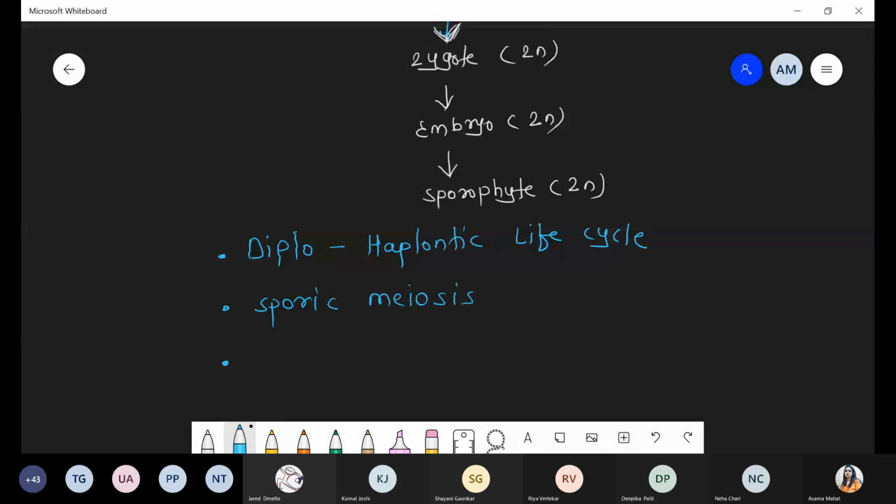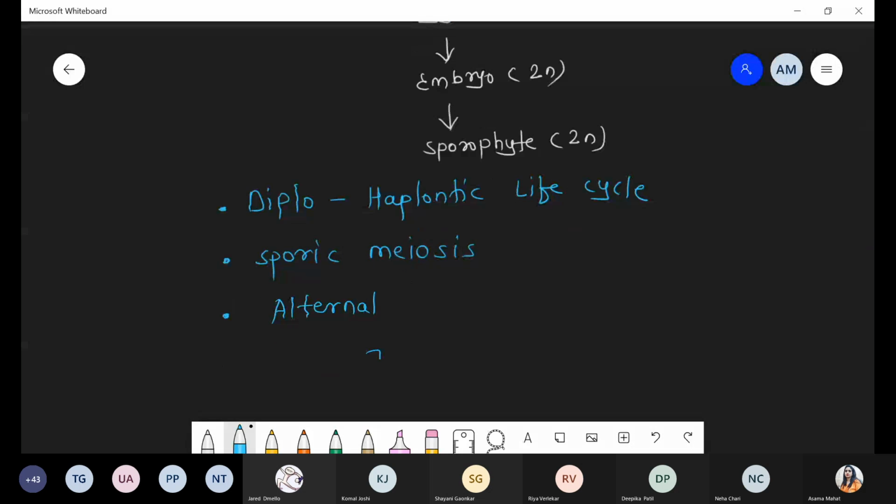So, diplohaplontic life cycle, and these also show sporic meiosis. The third one, which is very common in both bryophytes and pteridophytes, is alternation of generation. That is, the sporophytic generation is converted into the gametophytic, and the gametophytic develops into the sporophytic. So sporo to gameto, gameto to sporo, so there is an alternation of generation. So, three unique questions: diplohaplontic life cycle, sporic meiosis, and the alternation of generation.